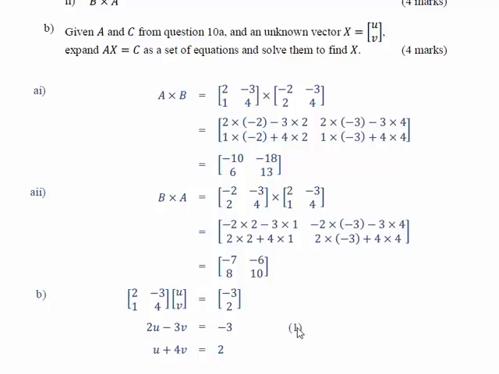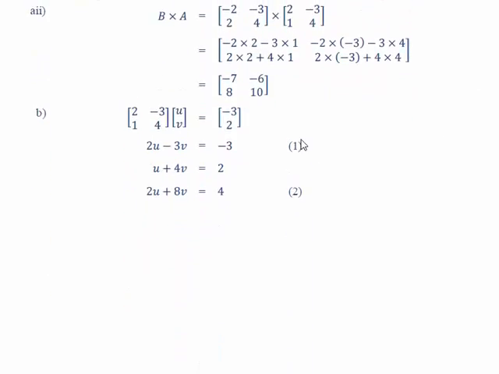I've called the first equation equation 1, but because I've got a 2u there, I'm going to multiply the second equation by 2. So I've got 2u plus 8v is equal to 4. And now what I'm going to do is subtract equation 1 from equation 2. So 2u minus 2u, the u's will disappear. I've got 8v minus 3v, so that will give me 11v is equal to 7. So v is equal to 7 over 11.